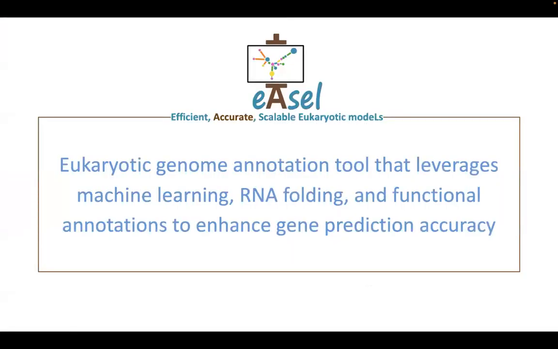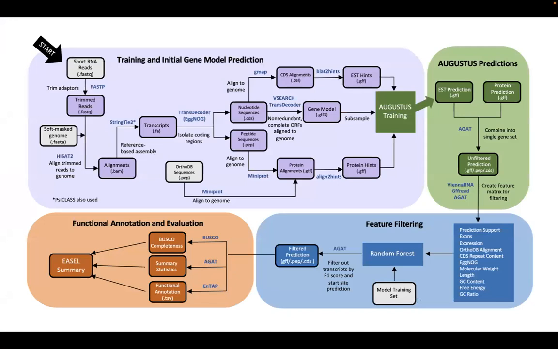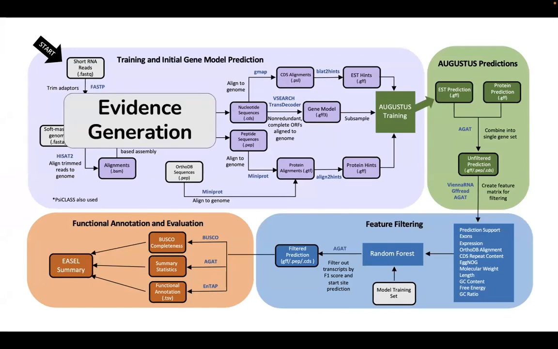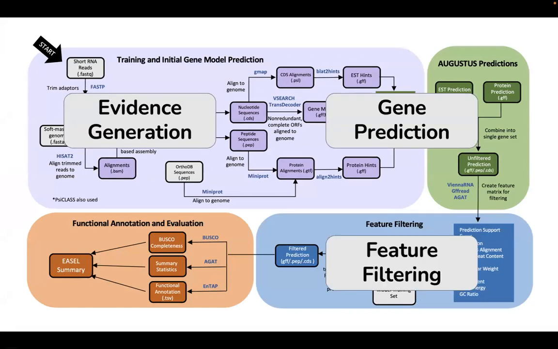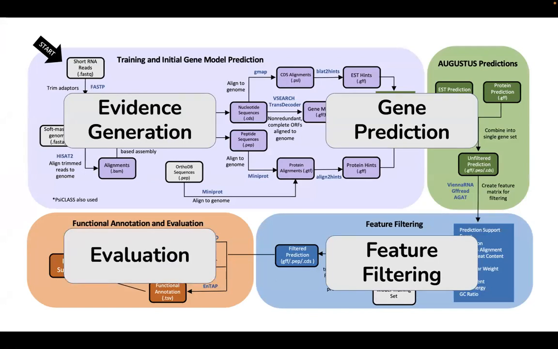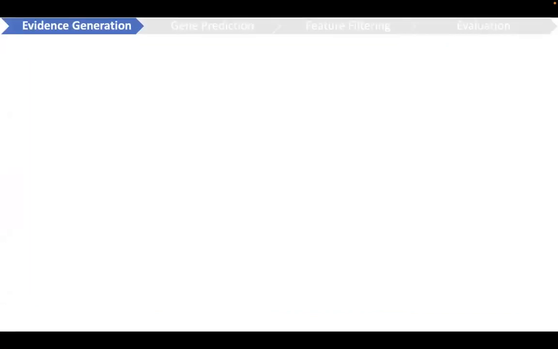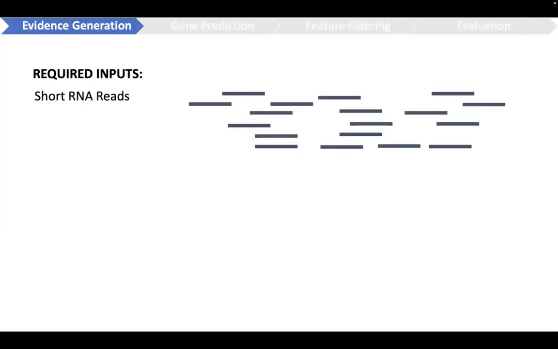Here we present EASEL, a eukaryotic genome annotation tool that leverages machine learning, RNA folding, and functional annotations to enhance gene prediction accuracy. EASEL is wrapped in Nextflow for user ease and faster runtimes. The EASEL pipeline is quite complex, but can be split into 4 categories: evidence generation, gene prediction, feature filtering, and evaluation. Only 2 inputs are required: short RNA reads and a soft-masked genome.